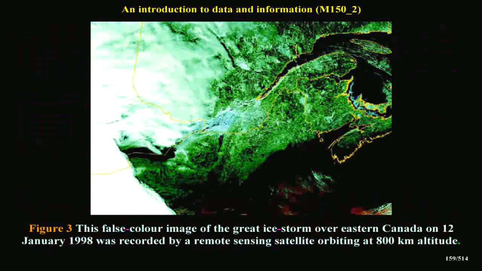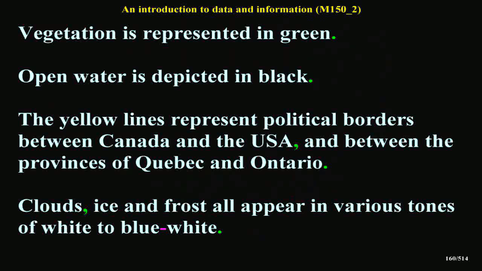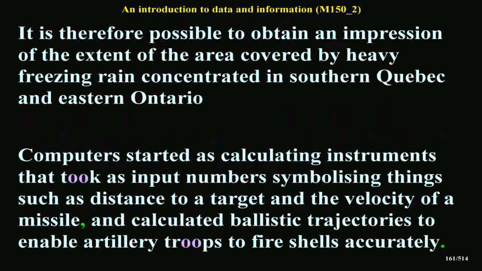Figure 3. This false color image of the Great Ice Storm over eastern Canada on January 12, 1998 was recorded by a remote sensing satellite orbiting at 800 kilometers altitude. Vegetation is represented in green. Open water is depicted in black. The yellow lines represent political borders between Canada and the USA, and between the provinces of Quebec and Ontario. Clouds, ice and frost all appear in various tones of white to blue-white. It is therefore possible to obtain an impression of the extent of the area covered by heavy freezing rain concentrated in southern Quebec and eastern Ontario.